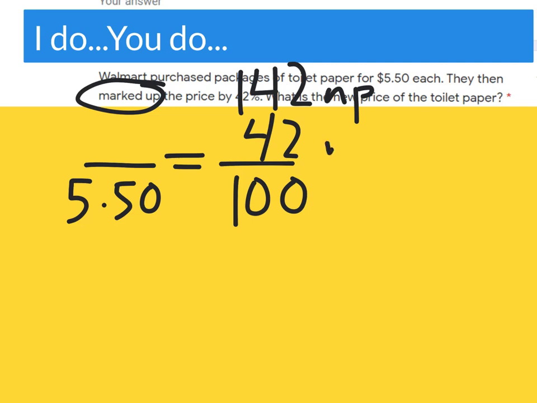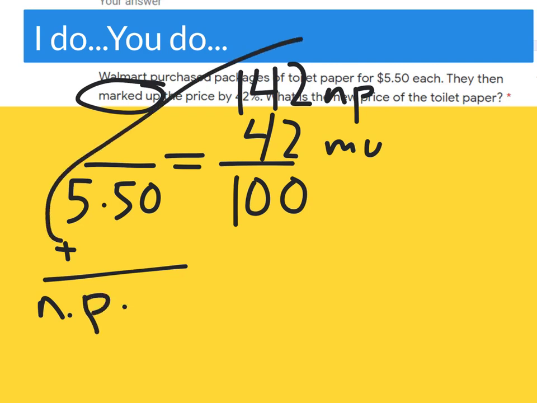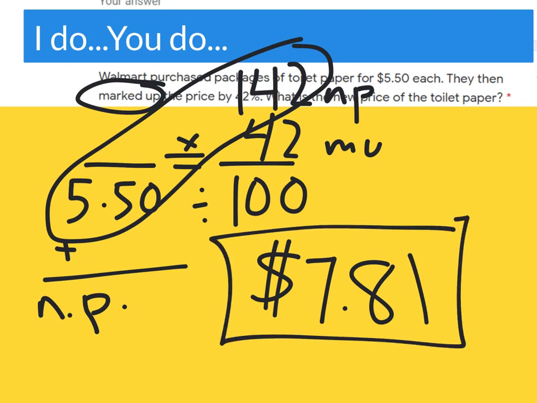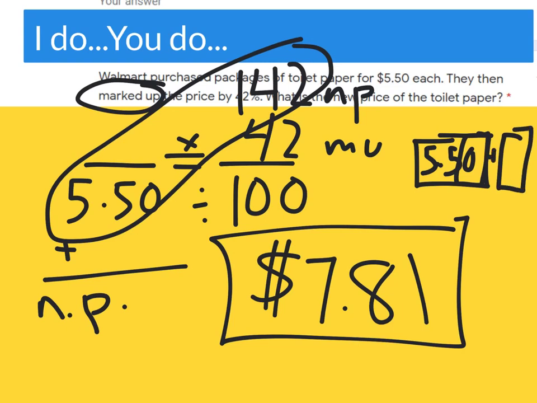So that'd be the new price, that'd be the markup, and then these labels should help you know which one you want to do. If you solved it with the 42, that's fine, but you just need to add that on to 5.50 to find the new price. I'm going to go ahead and solve with 142, multiply the diagonals, divide by the other one, and the answer you get is $7.81. It started out as $5.50. They wanted to make 42% on it, so they figured out what 42% was, and they tacked that onto the price, and now the new price is $7.81.